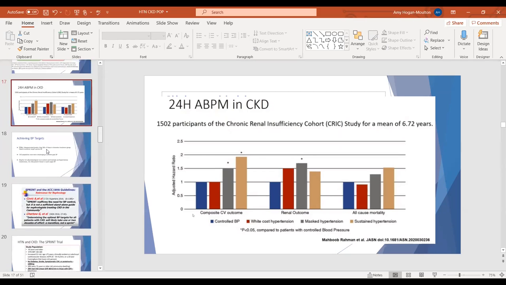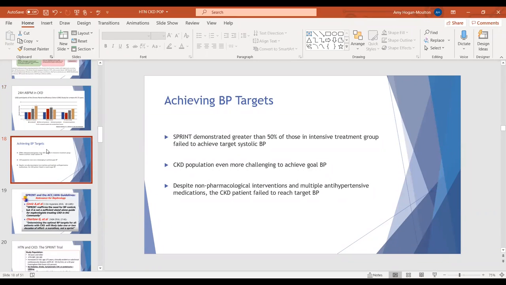So, achieving blood pressure targets. I'm bringing up SPRINT only because it was a big trial, but it was a complicated trial. SPRINT demonstrated that greater than 50% of those in intensive treatment groups failed to achieve target systolic blood pressure. The reason I bring that up is because it is really hard. I had a patient this morning who said, you want me to be on another blood pressure pill? I'm already taking two. I tend to say, it's better for you to be at goal. Other modifiable things like a lower salt diet and losing weight would be great, but in the meantime, I don't want you at risk for stroke or progressive kidney disease or a cardiac event. So yes, you might need another pill, and the average number of pills to control blood pressure is recorded at times as being 3.3 pills.